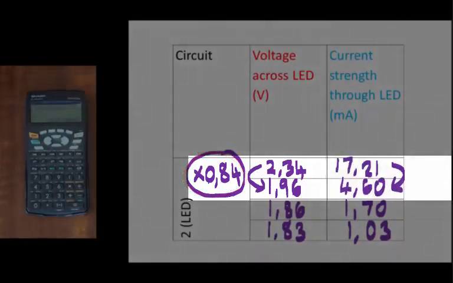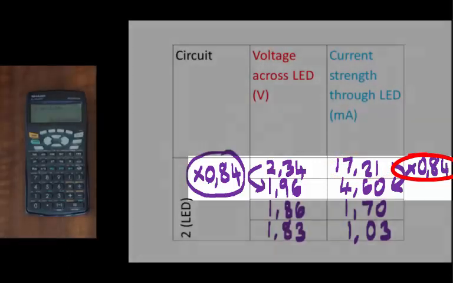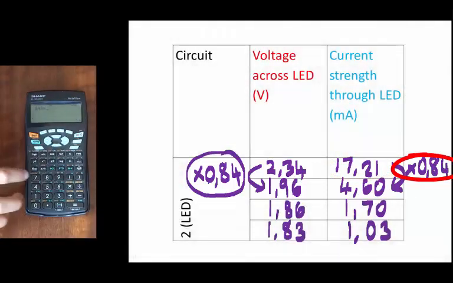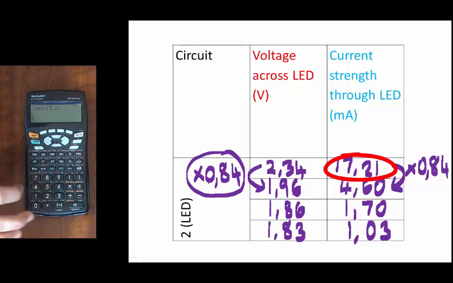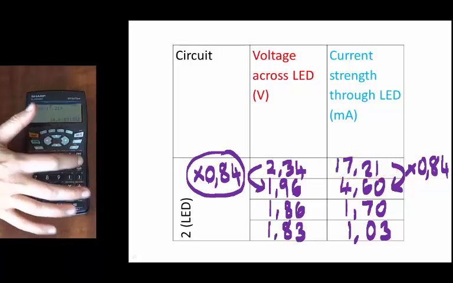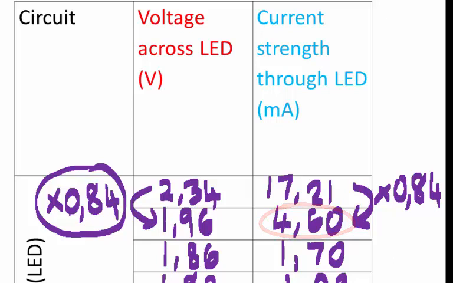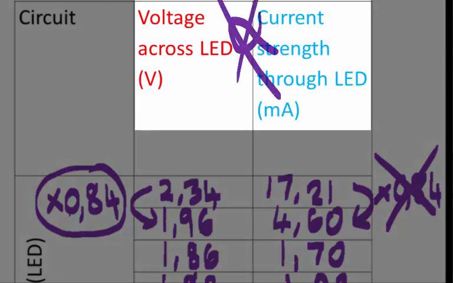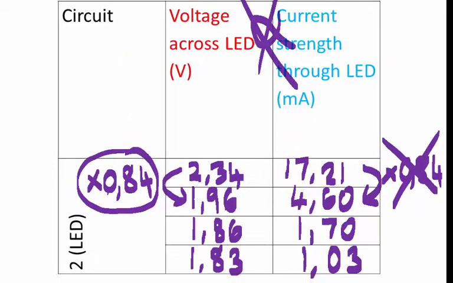Has the current strength changed the same amount? Well, let's check it. If we multiply 17,21 by the 0,84, we have it on the calculator, so let's just say multiply by 17.21. What does it give us? It gives us 14,4, not 4,60. In other words, the factor by which the voltage has been changed is not the same factor by which the current has changed. These two are not proportional to one another, because although the more, or the less, it's not by the same factor.